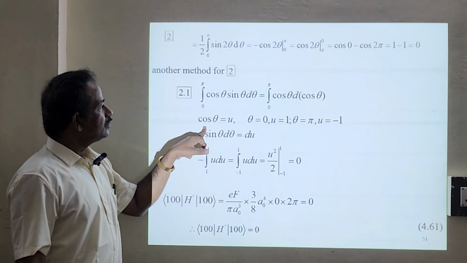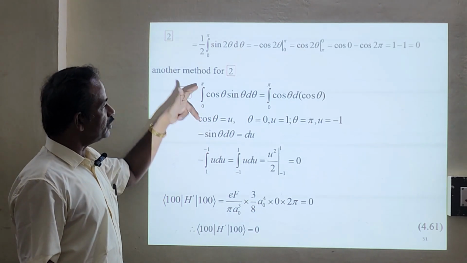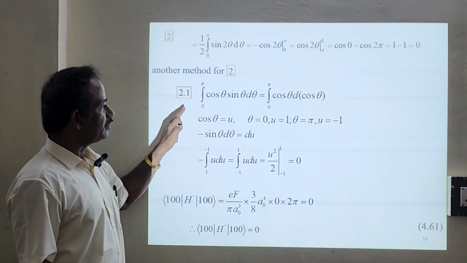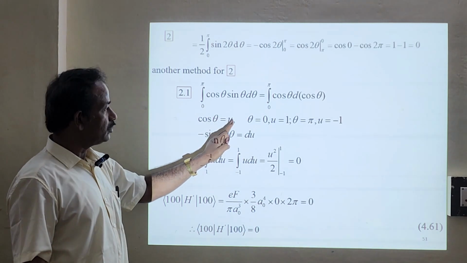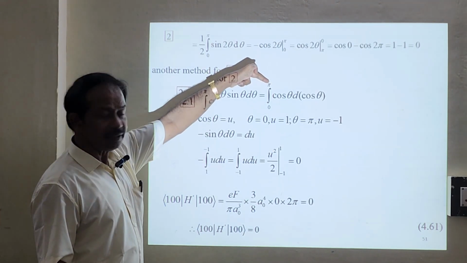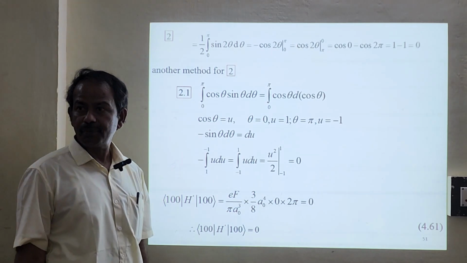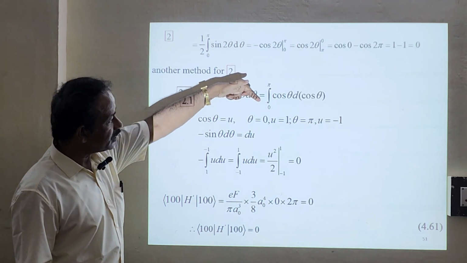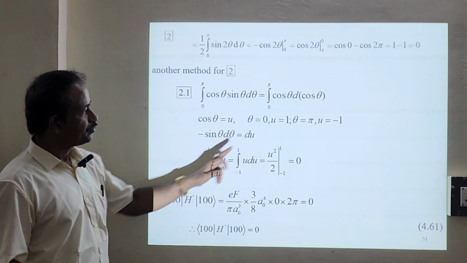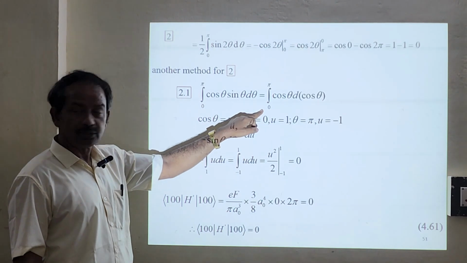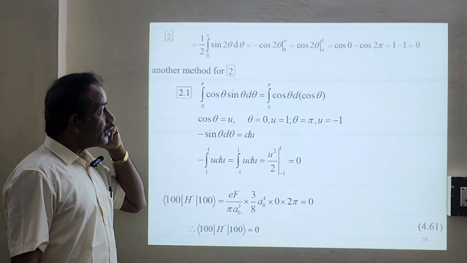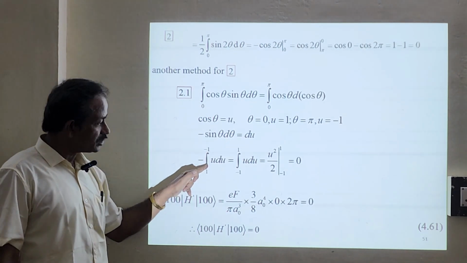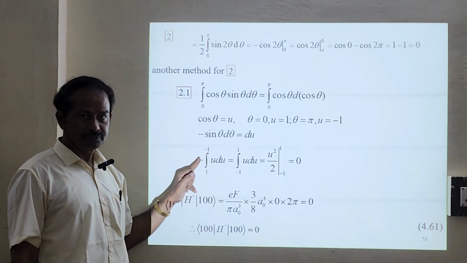Cos theta as u. So you have kept cos theta as u, then you will have to change the limits also. Okay, when theta equals 0, cos 0 is 1, so u will be 1. When theta equals pi, cos pi is minus 1, so u will be minus 1. So the limit will change from 1 to minus 1. And sin theta d theta is nothing but minus du. So that's why this minus is there. So minus u du. Is it clear? Is it okay?